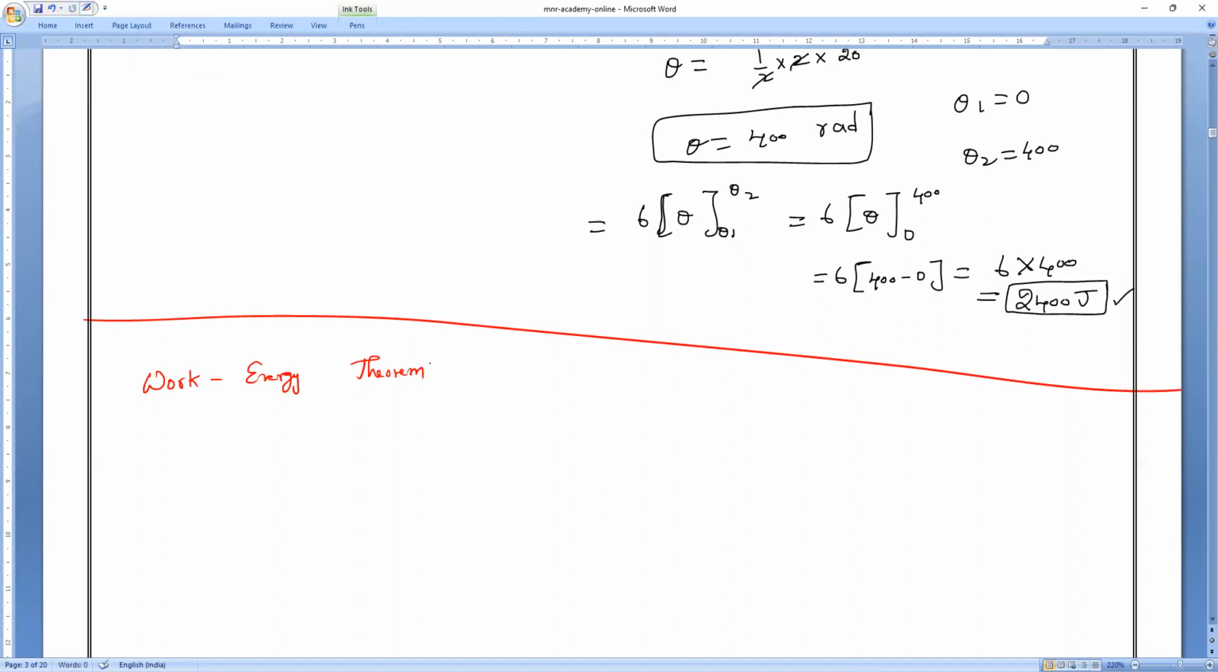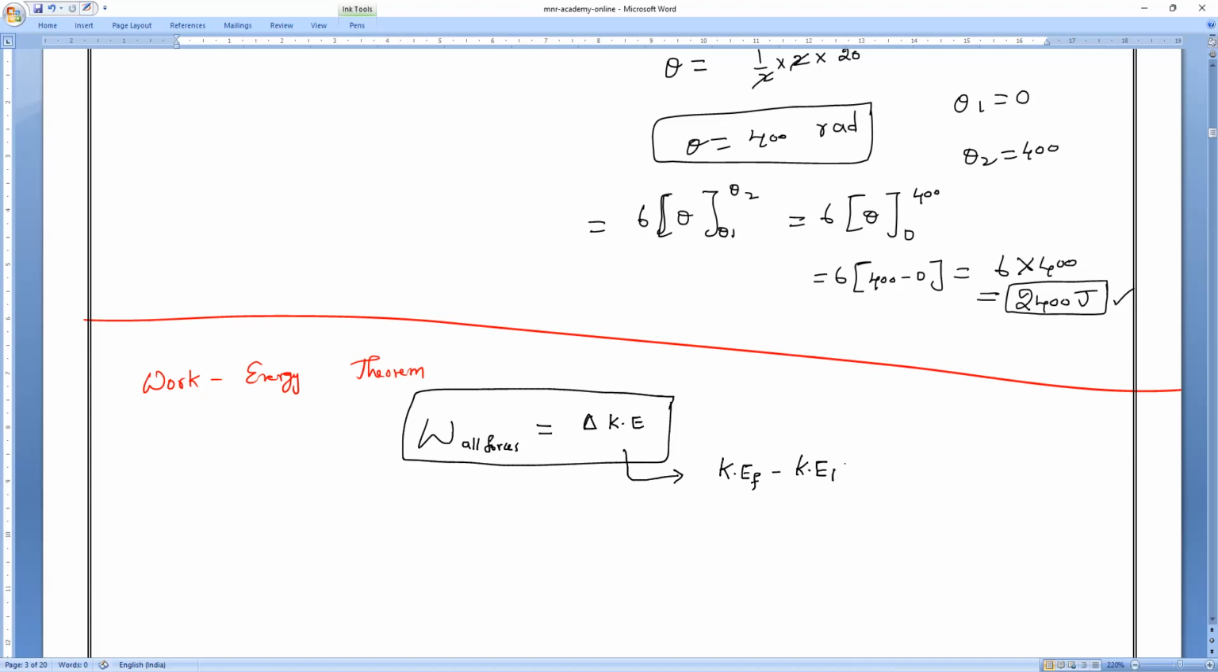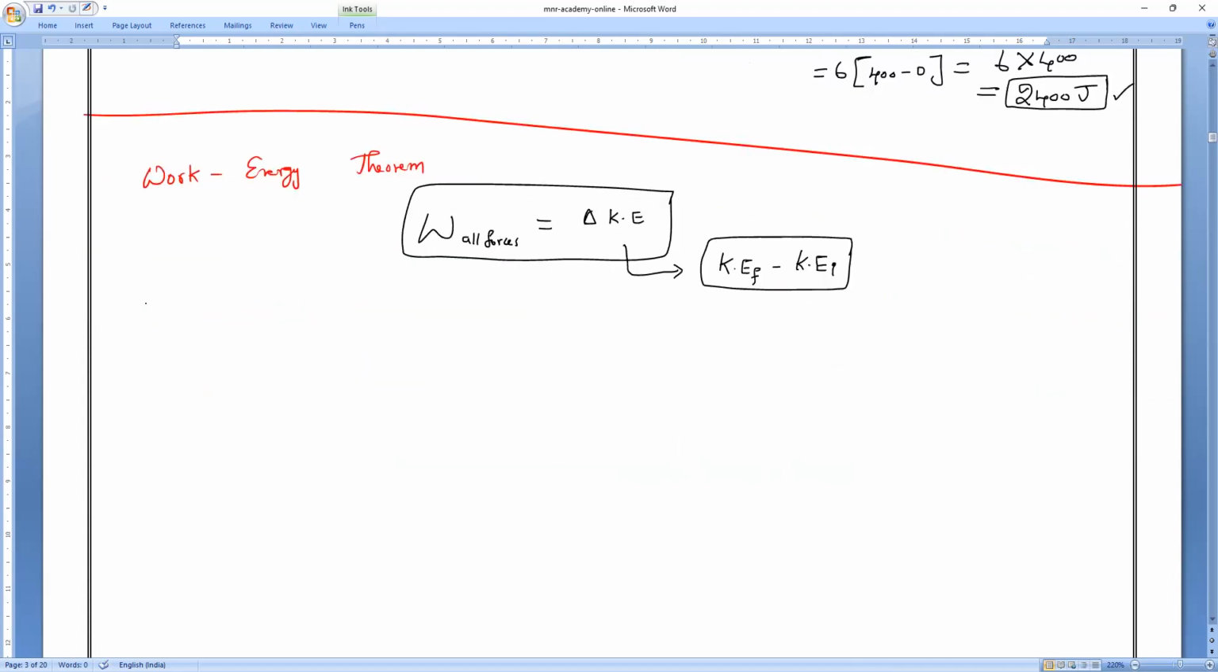Work energy theorem: work done by all the forces is equal to the change in kinetic energy. That is what is called the work energy theorem. Am I right, Pradosh? Change in kinetic energy means final kinetic energy minus initial kinetic energy. That is what we need, and that is what we have to solve.